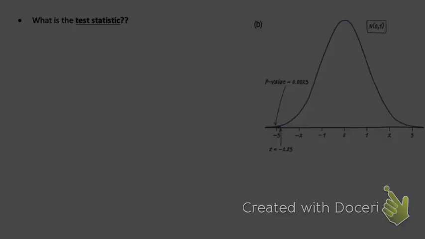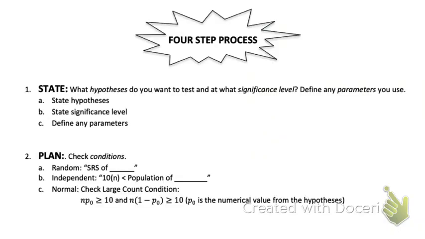All right, kids, I have great news for you. You don't usually have to calculate the z-test statistic or the p-value. Your calculator's going to do it for you. But you have to interpret it and write up the 4-step process. What are the 4 steps of the 4-step process? State, plan, do, conclude. Let's go.